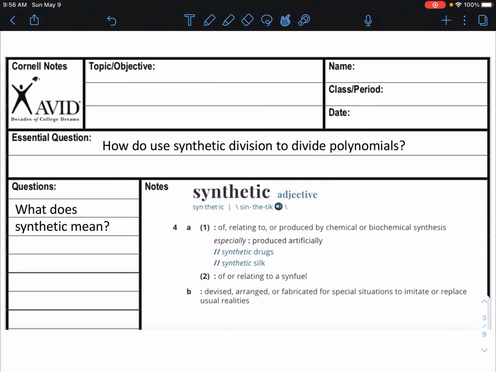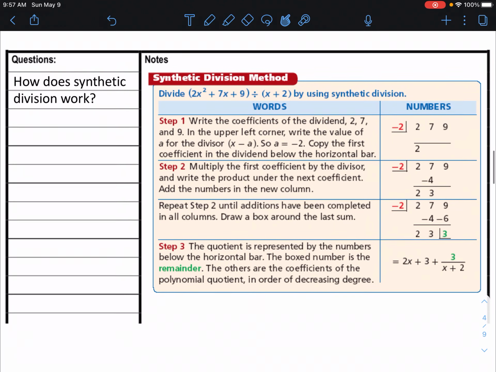So how do we do this? First of all, what does synthetic mean? Well, there's a couple definitions, but you can see here, one of them is devised, arranged, or fabricated for special situations to imitate or replace usual reality. So that's what we're going to do, is we're going to replace, this is another method to replace or sort of imitate what we were doing with long division. Now, it's not always possible to use.